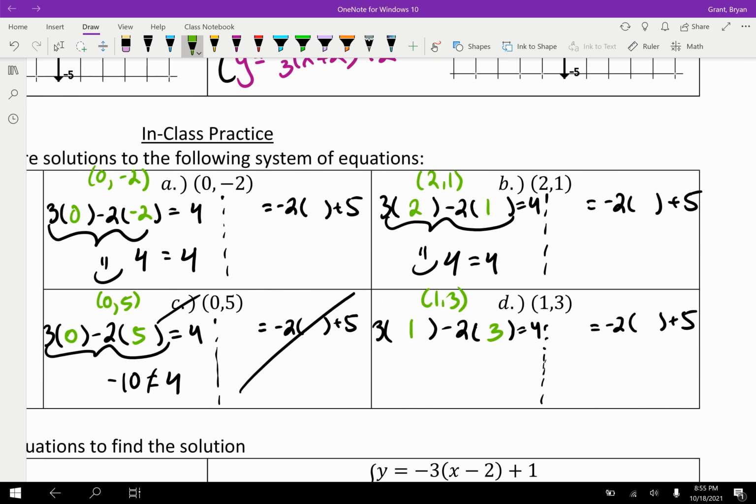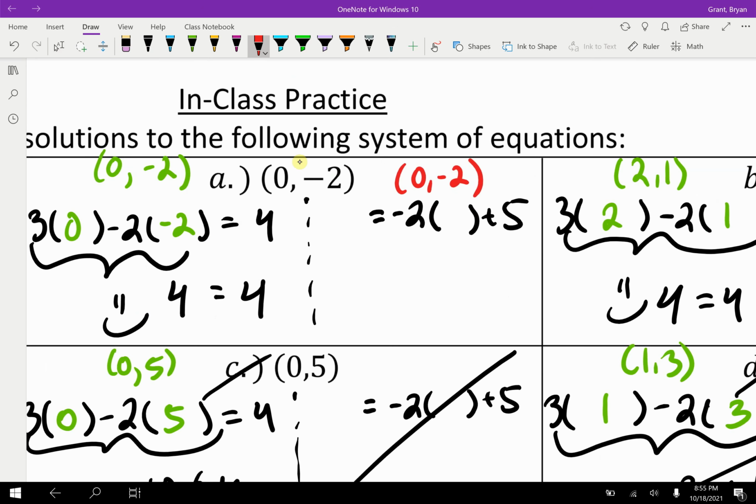X is 1, y is 3. Okay, this is 3 minus 6. 3 minus 6 is negative 3, I think. That's also not equal to 4, and so we're done with that one. We're down to 2. Okay, well, we have the point 0, comma negative 2 here.